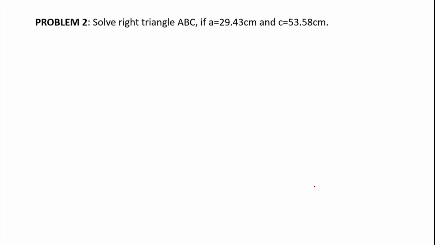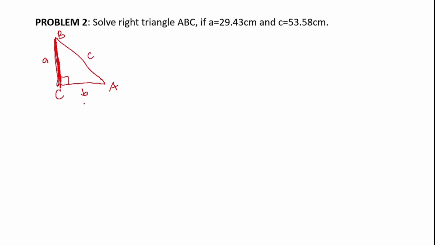Okay, so in this case, class, we have to illustrate the given example. So we have here the triangle, the right triangle. So this is our A, this is our B, and this is our C. So therefore, this is our A, and this is our C, and this is our B.